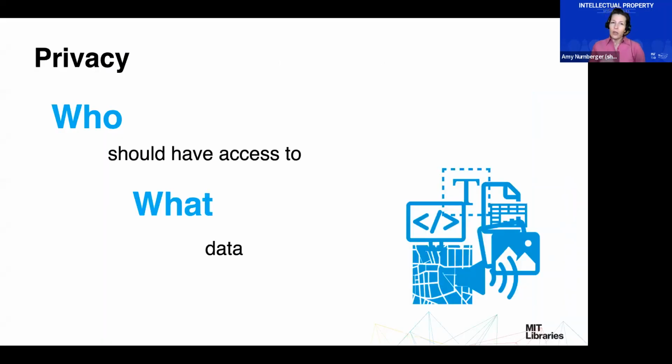So that's kind of like thinking about who should have access to which data. This is not only in terms of thinking about how or why data might be restricted, but who might be impacted by that data in other spaces as well. So thinking broadly about who should have access to the data. The next part of privacy is, what data are we talking about at different stages?